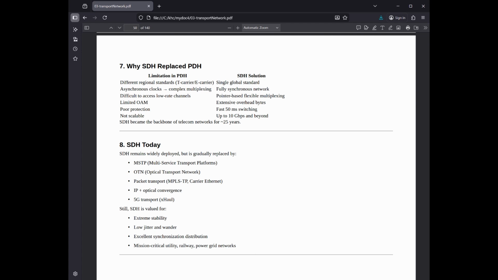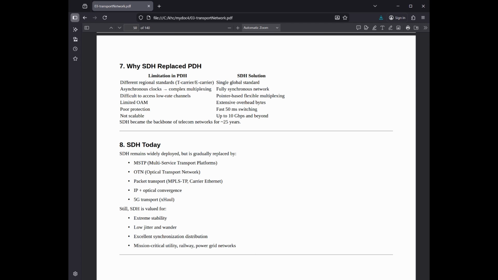In 2026, the status of SDH, synchronous digital hierarchy, can be described as the long sunset. While it is no longer the technology of choice for new network builds, it remains a critical legacy layer that refuses to disappear entirely due to its unmatched reliability in specific sectors.